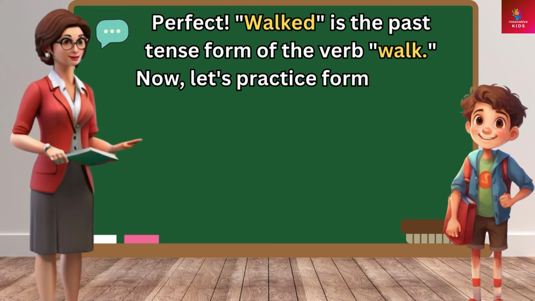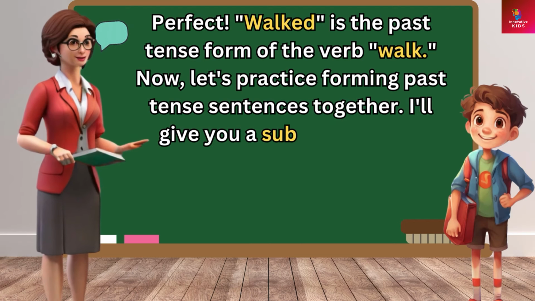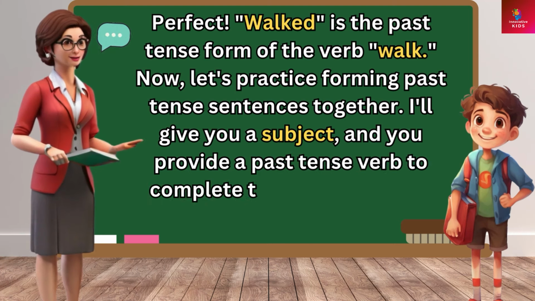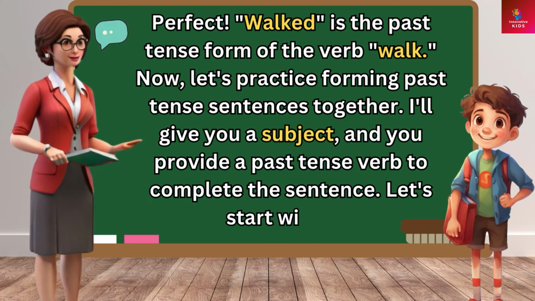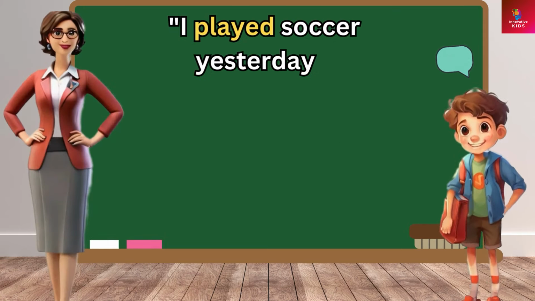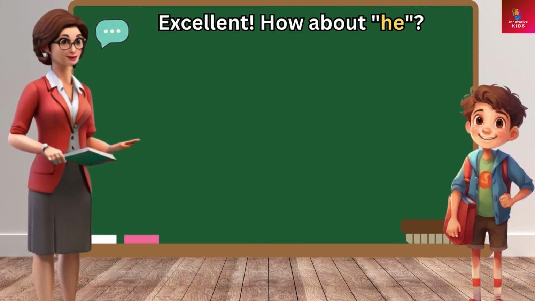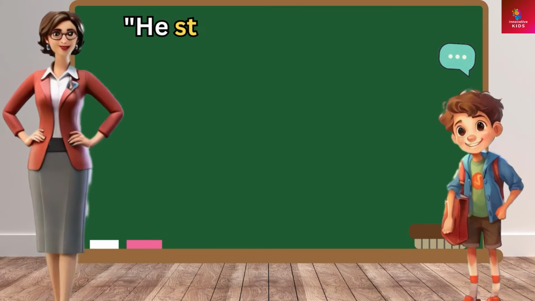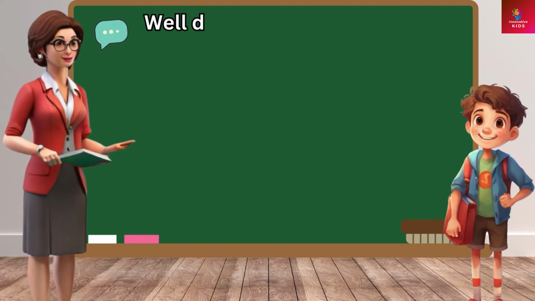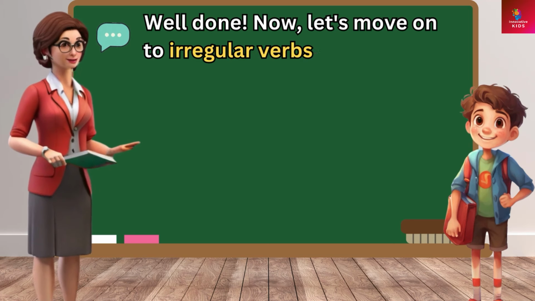Now, let's practice forming past tense sentences together. I will give you a subject, and you provide a past tense verb to complete the sentence. Let's start with I. I played soccer yesterday. Excellent. How about he? He studied for the test last night. Well done. Now let's move on to irregular verbs.